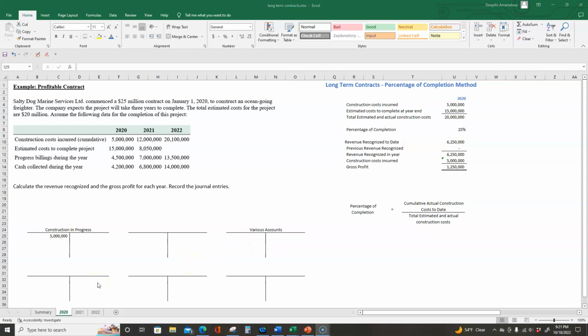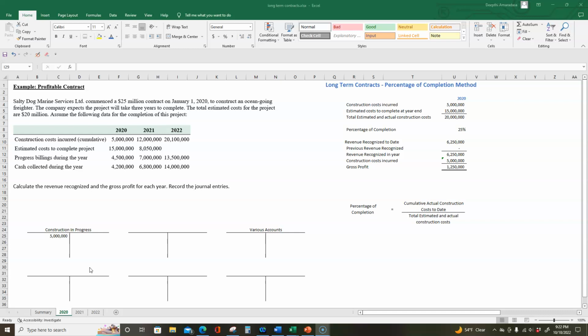The next entry we are going to do is progress billings during the year. This is when the company bills the customer for whatever work they have done. Now, this is agreed upon by contract. It has no correlation to revenue recognized. This is independent. Progress billings are typically agreed upon in the contract, and they will always be given in the question for you. So this says progress billings during the year were $4,500,000 during 2020.